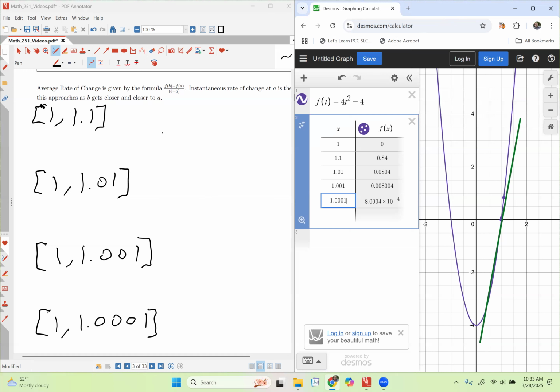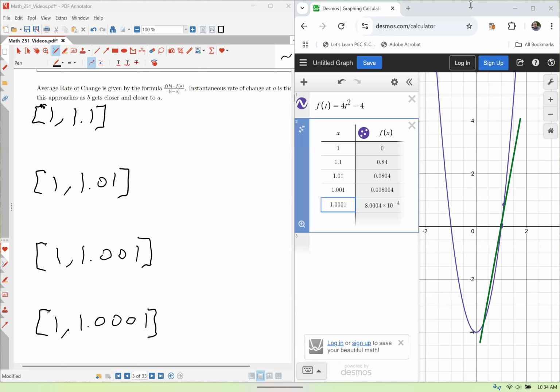I would encourage you to pause the video and try to find the slope of these secant lines, these average rate of changes between these inputs here. So you're thinking rise over run. So go ahead and pause the video and give that a try. Let's find some average rate of changes.